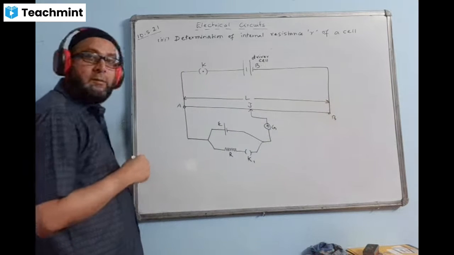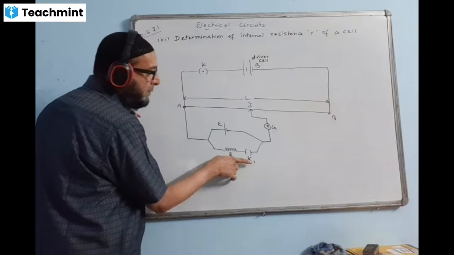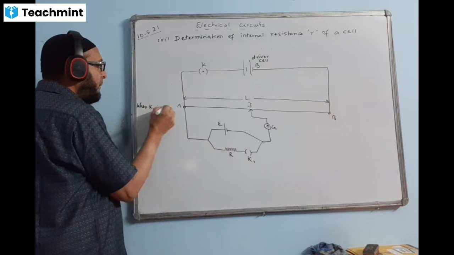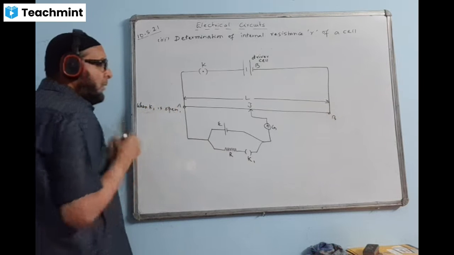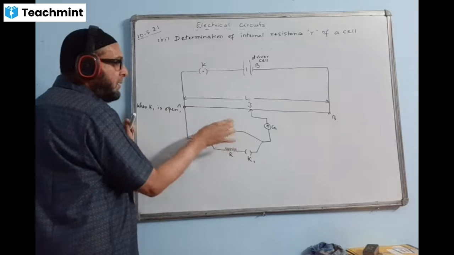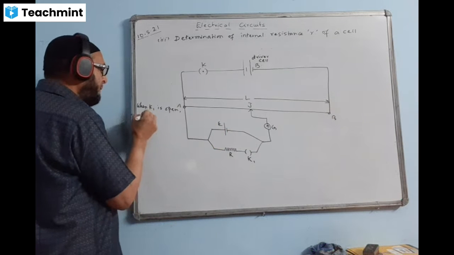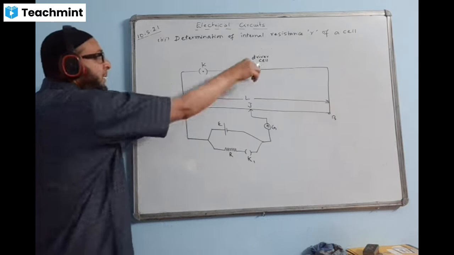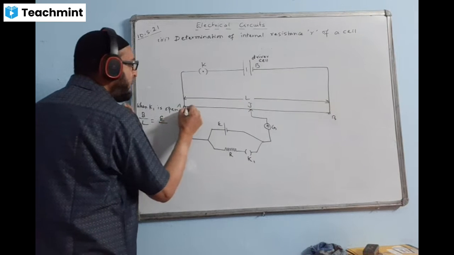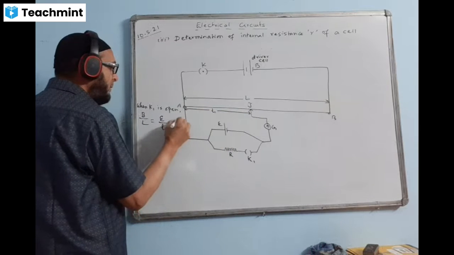If you're ready, I'll tell you now. This K1 is kept open. Write down, when K1 is open. When K1 is open, that means practically we are not drawing any current from this cell. The terminal voltage will be called the EMF of the cell. So I'll be writing here B divided by capital L equal to EMF E divided by the length. Suppose the initial balancing length is L1. I write here L1. Equation 1.